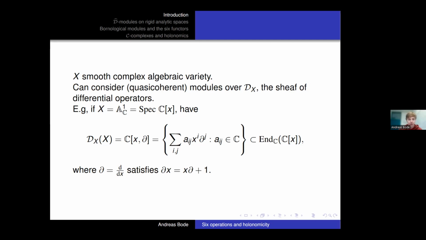Okay, this is called the first Weyl algebra. If I did the same thing in higher dimensions with more variables, you just get exactly the same kind of expression with the corresponding partial derivatives. And you can see from this that studying modules over these rings, or over these sheaves of rings, is essentially the same as studying O modules, which are equipped with a compatible action of the tangent sheaf. So there's a compatible action by, in this case, this derivative.